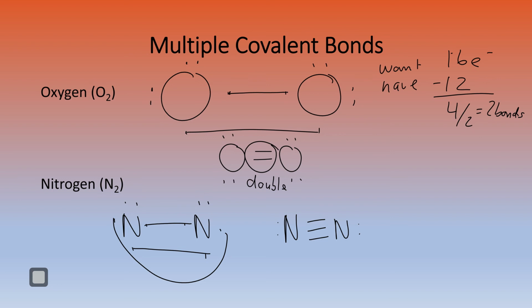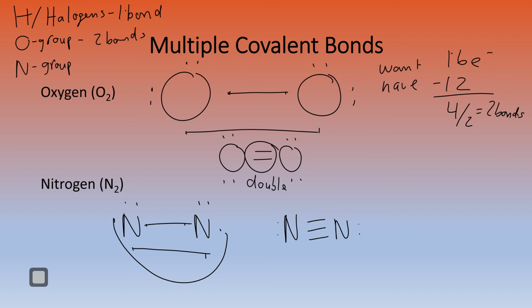So as a general rule of thumb, at least so far, hydrogen and halogens form one bond. All right. O group elements, so oxygen, sulfur, selenium are the main ones we're going to run into, have 2 bonds. And the N group, which usually the main ones would be nitrogen and phosphorus, but you could find arsenic in it too. They like to form 3 bonds.